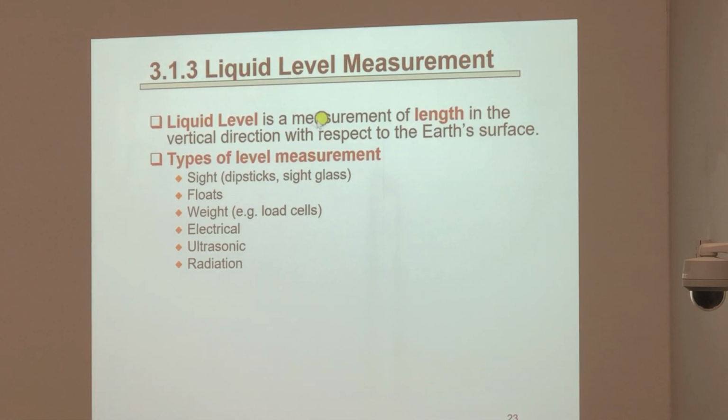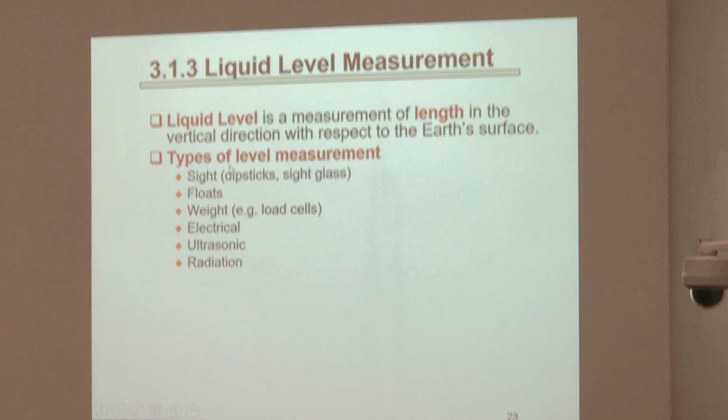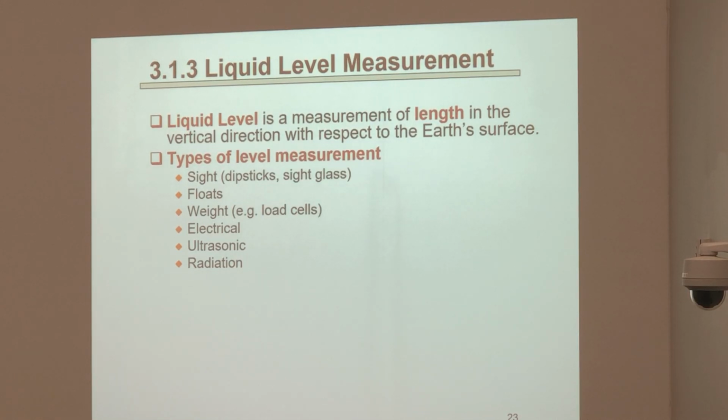The types of level measurement: 1, 2, 3, 4, 5, 6. We have six types. Please try to understand or be able to explain them, alright? Dip stick means I use a stick and dip it inside to see what is the height. Sight glass is in the tank. Sometimes we have a transparent glass on the side to represent the water level.